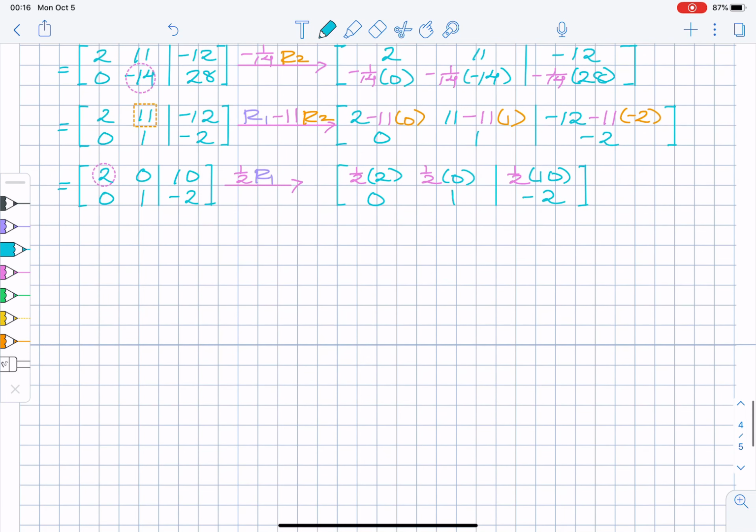Okay, so what do we get when all is said and done? We get 1, 0, 0, 1, augment, 5, and negative 2. So this translates to the system: 1 times x is equal to 5, and 1 times y is equal to negative 2. So I claim the point where these two meet is 5, negative 2. And there we are. I hope this made sense, and I'll see you in the next section.